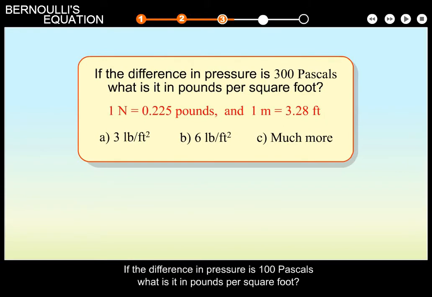If the difference in pressure is 100 pascals, what is it in pounds per square foot?